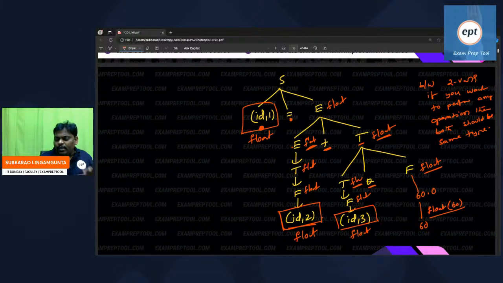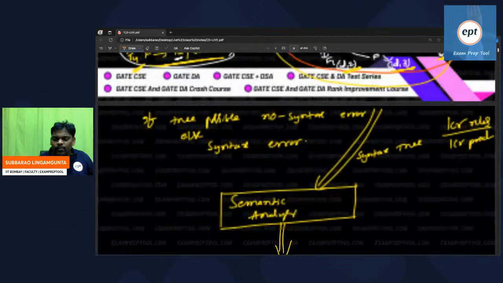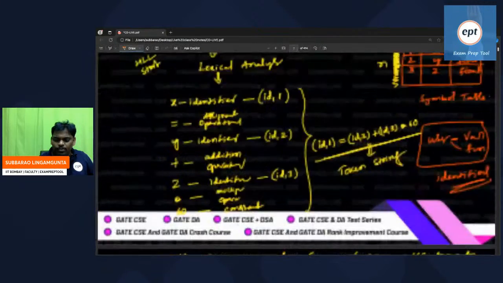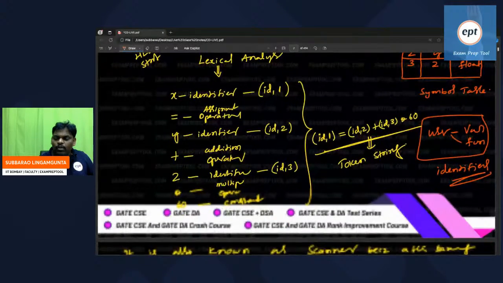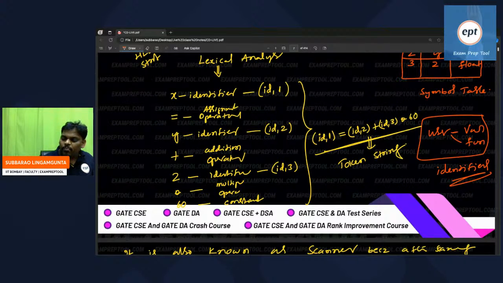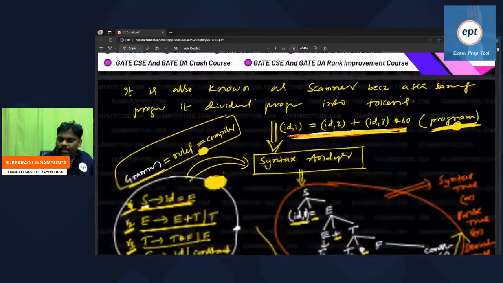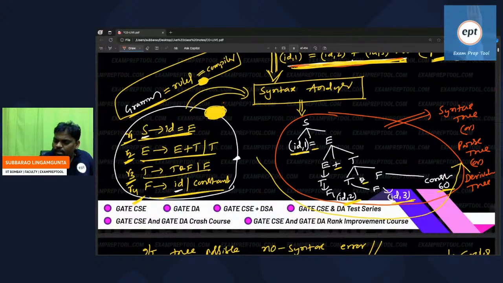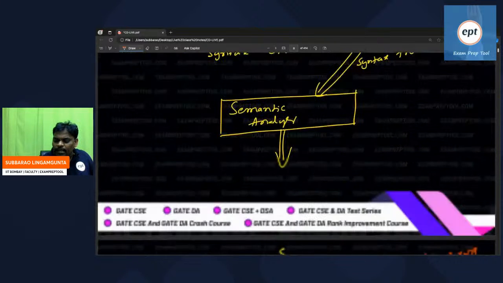That's it. What I mean to say is, remember, the semantic analyzer's purpose is type checking. Someone should be there to take care of types. Until now, I have not taken care of types anywhere. The lexical analyzer's purpose is only tokens. Next, the syntax analyzer takes care of syntax, only the tree. The semantic analyzer does type checking.